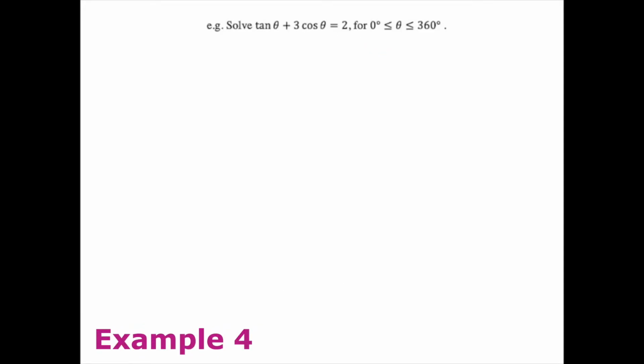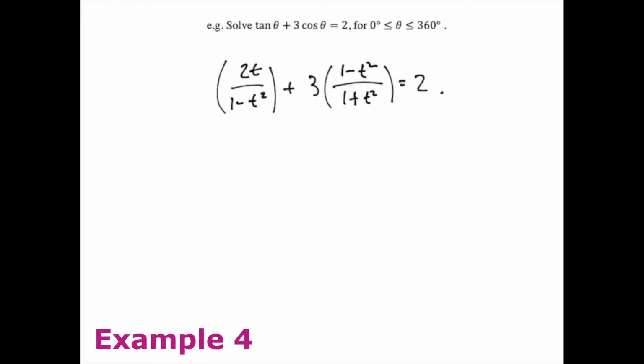Okay, last example today is solve tan theta plus 3 cosine theta equals 2 from 0 to 360 degrees. We're actually not going to solve this one, but we're going to talk about why we wouldn't. You might have noticed that the first 3 examples all had sine and cosine. This one's got tan, and we could solve it, but it's going to be hard for us to do it algebraically because tan is 2t over 1 minus t squared, and cosine is 1 minus t squared over 1 plus t squared, equals 2. And the reason is because our denominators are different.